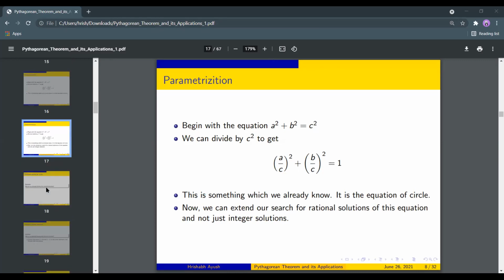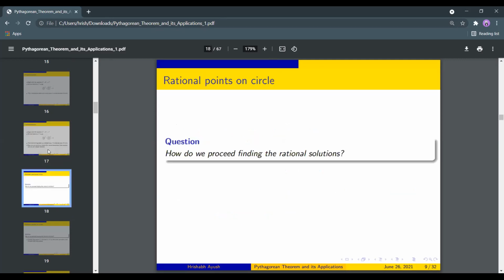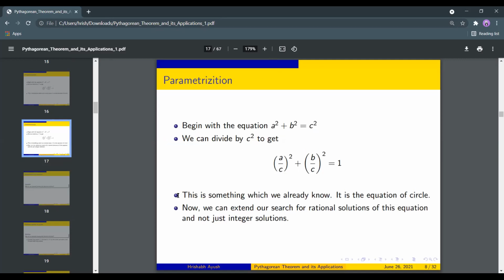Okay, fine. So when you find a rational solution, you can multiply by the LCM to get an integer solution. That's what it means, right? Yeah, actually you can divide an integer by a rational number to get the solution. It is equivalent to multiplying or dividing. Yeah, fine. Okay, let's see the next slide.